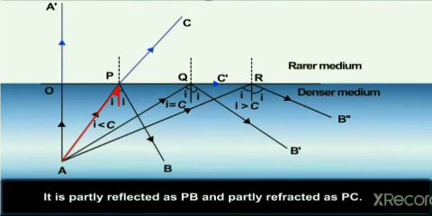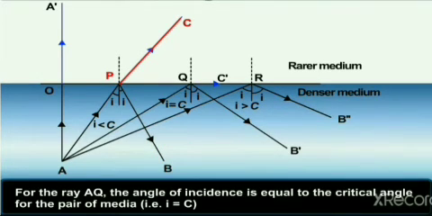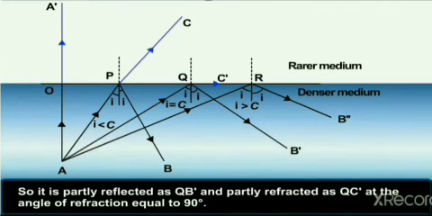It is partly reflected as PB and partly refracted as PC. For the ray AQ, the angle of incidence is equal to the critical angle for the pair of media, that is, i is equal to C. So it is partly reflected as QB dash and partly refracted as QC dash at an angle of refraction equal to 90 degrees.